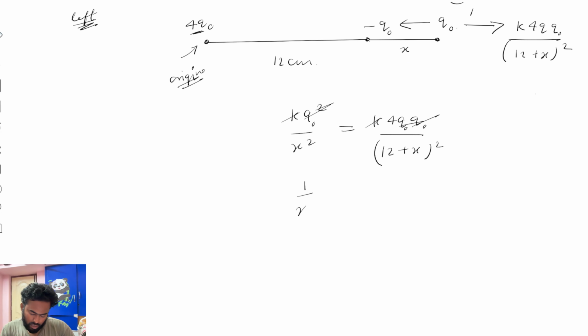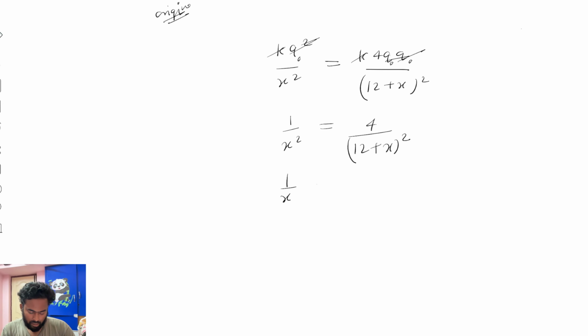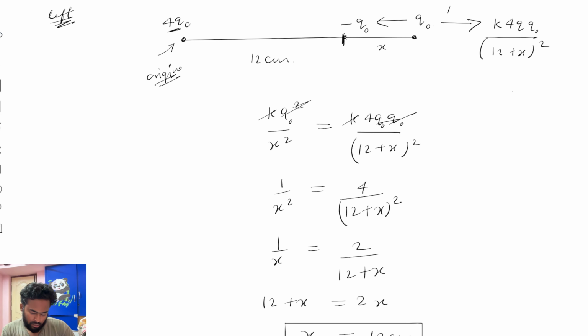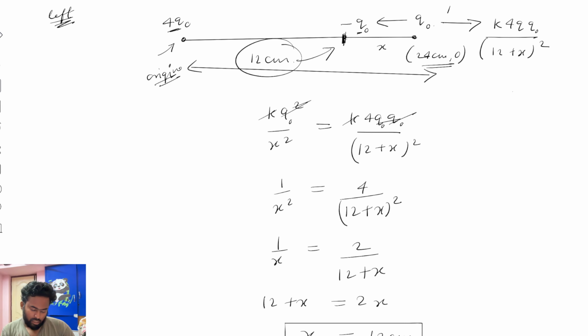So 1 by x square equals to 4 upon 12 plus x whole square. Now take the root. 1 by x equals to 2 upon 12 plus x. 12 plus x will be equal to 2x. So x will be how much? 12 centimeter. At what distance will you place it? 12 centimeter from this minus q naught. Minus q naught is already 12 centimeter, so its coordinate will be 24 centimeter from this origin. At what distance? 24 centimeter.